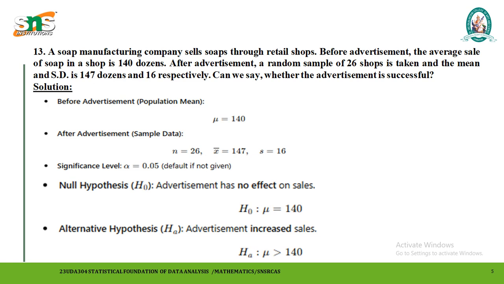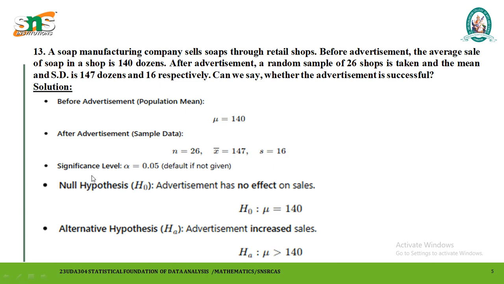So first we are going to collect the information which is given in the question. Before advertisement, the mean is 140, so the value of mu is equal to 140. After advertisement, the sample size is 26, so n is equal to 26, and the value of x bar, that is the mean value, is given as 147, and the standard deviation value is also given in the question, that is 16. So we write s is equal to 16.